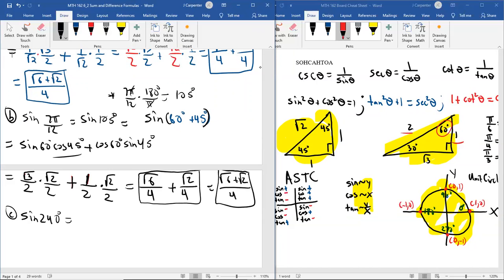So sure, you could say, oh, well, 240 is in quadrant 3. You'd have a reference angle of 60 degrees. You're doing a sine in quadrant 3 is negative. So just do the sine of 60, but make the whole thing negative. That's how we would have done everything in the last chapter. But now we're going to try and break this into a sum or difference.